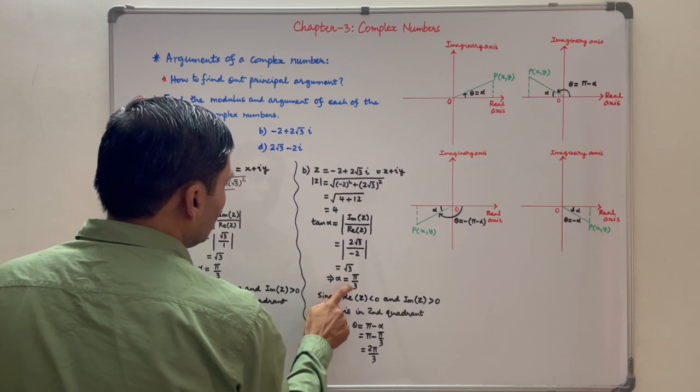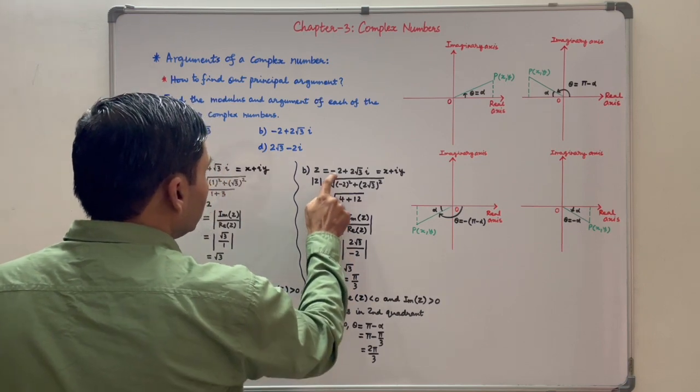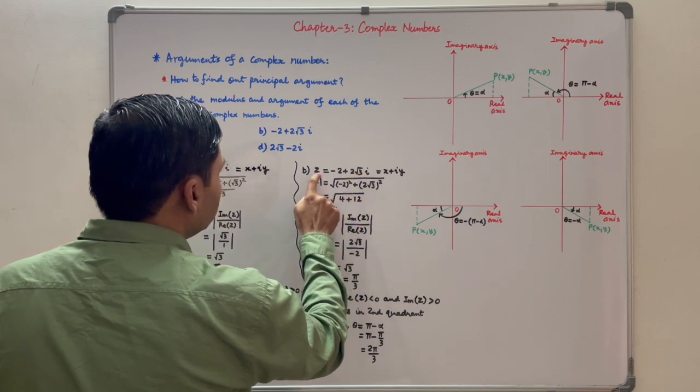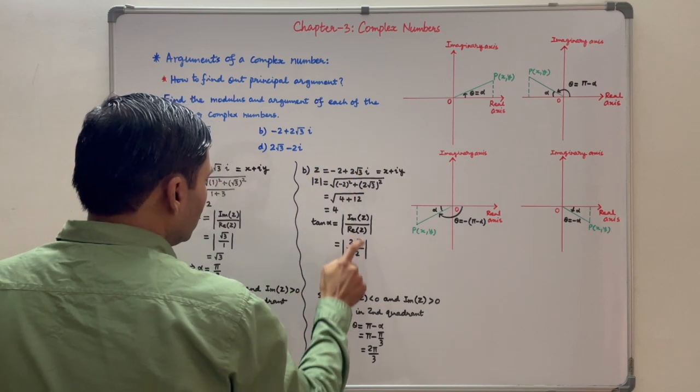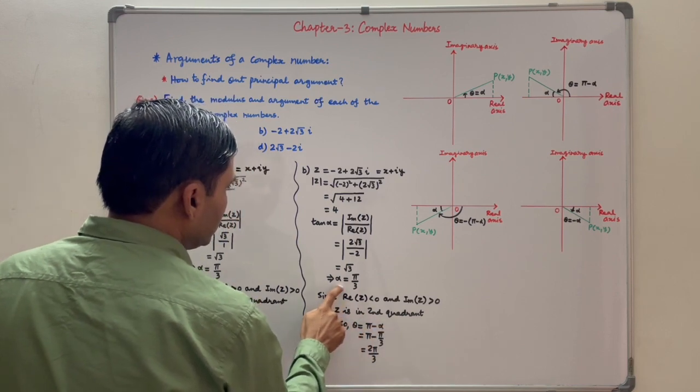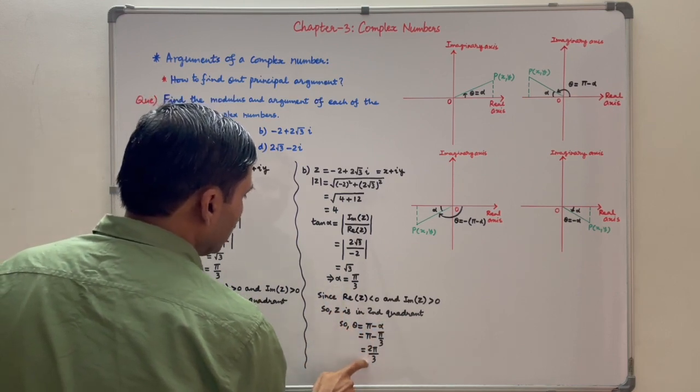So alpha is equal to pi by 3. Here real part is negative and imaginary part is positive. So z is in second quadrant. So theta is equal to pi minus alpha. Alpha is equal to pi by 3. So theta is equal to 2 pi by 3.